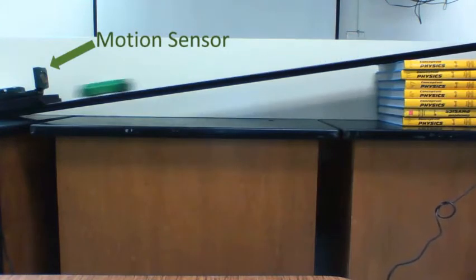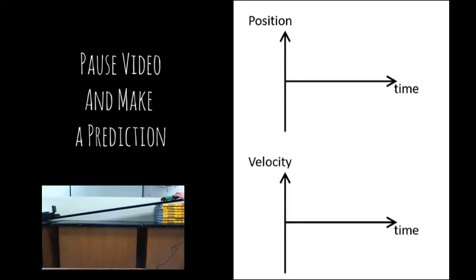The next motion we will investigate is the car moving down the ramp with the motion sensor at the bottom. How will moving the motion detector change your graphs of position and velocity?